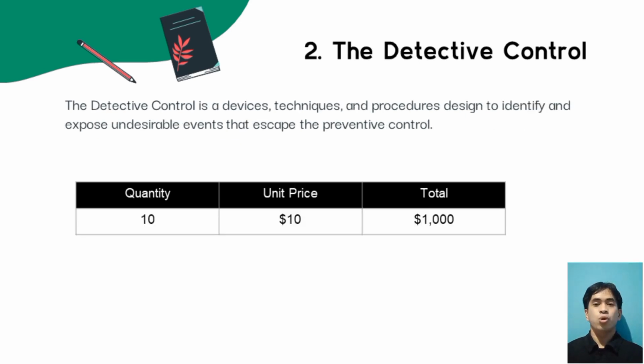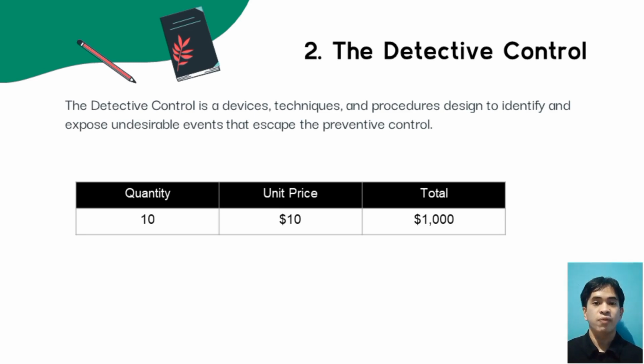The next level of control is what we call the detective control. It is a set of devices, techniques, and procedures designed to identify and expose undesirable events that escape the preventive control. As you can see, preventive control does not totally, 100%, block all the undesirable events that come.